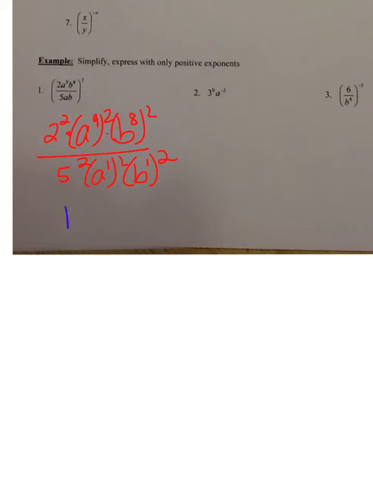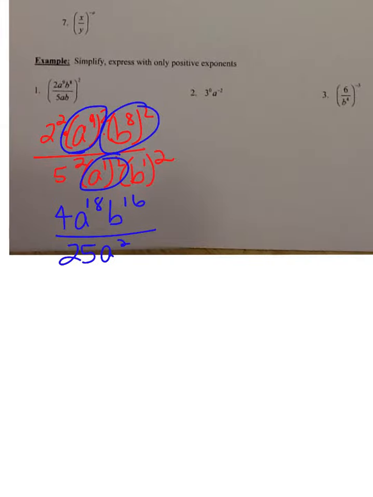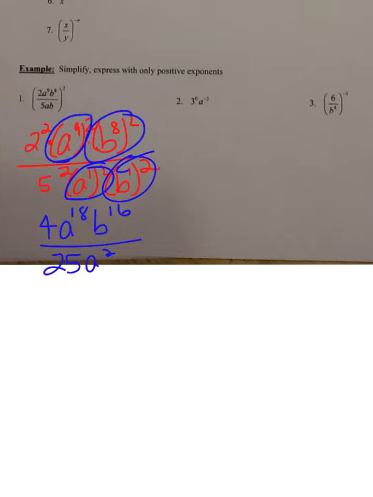So 2 squared is 4. We have a to the 9th to the second is a to the 18th. b to the 8th to the second is b to the 16th. Over 5 squared is 25. a to the first to the second is a to the second, and b to the first to the second is b to the second.